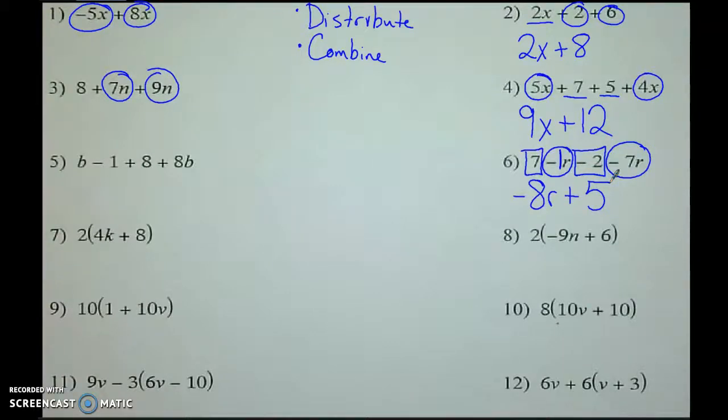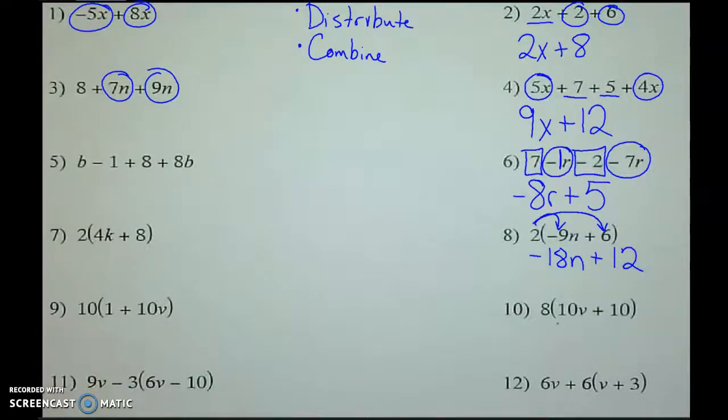Moving on down to number 8. Number 8, do I have to distribute? Yes, I do, because I see right here I have these parentheses. Those parentheses automatically mean that I have to distribute. Okay, so I'm going to take that off so it doesn't get in our way. But that means I do have to distribute. So I'm going to go 2 times -9n and then 2 times 6. 2 times -9n gives me -18n. 2 times 6 gives me 12. So that gives me a +12.